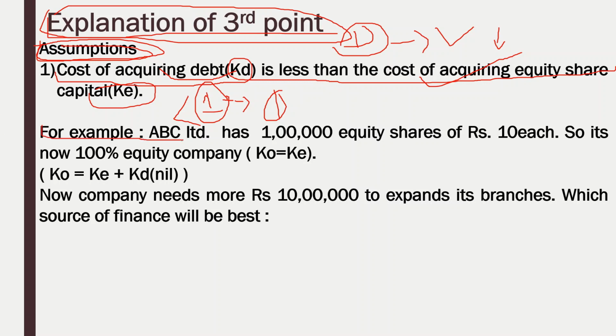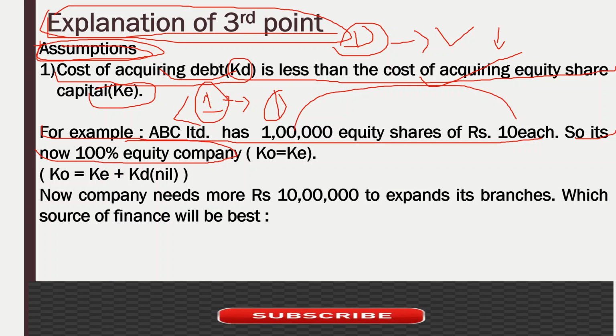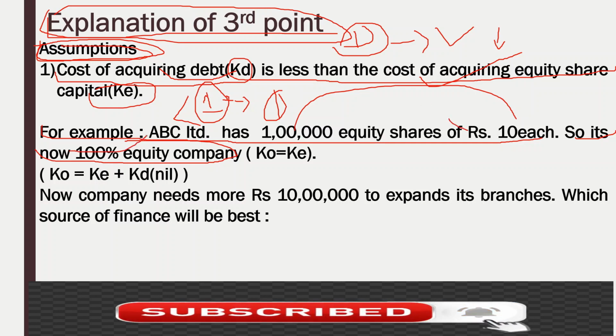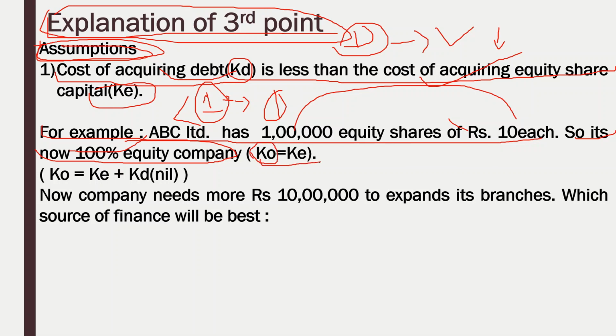Here's the example: ABC Limited has 1 lakh equity shares of rupees 10 each. Means our equity share capital is 10 lakh rupees, 1 lakh equity shares multiplied by 10. So it is now a 100% equity company, because we have only equity shares. That is why here our overall cost of capital, means KO, is equal to our cost of equity.